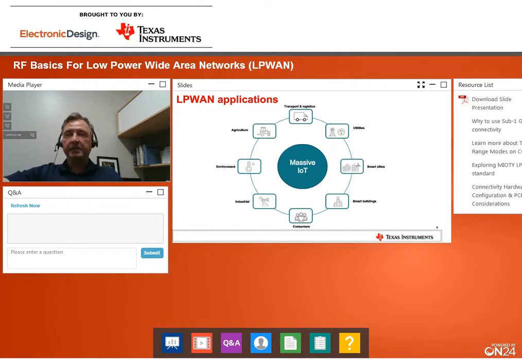But as LPWAN technology becomes more mature, more standardized, more widely adopted, it will find its way into many other segments. Especially, we are seeing a lot of interest in transport and logistics, agricultural, and other industrial segments. We are seeing a lot of interest in LPWAN technologies here, and we will discuss those further.